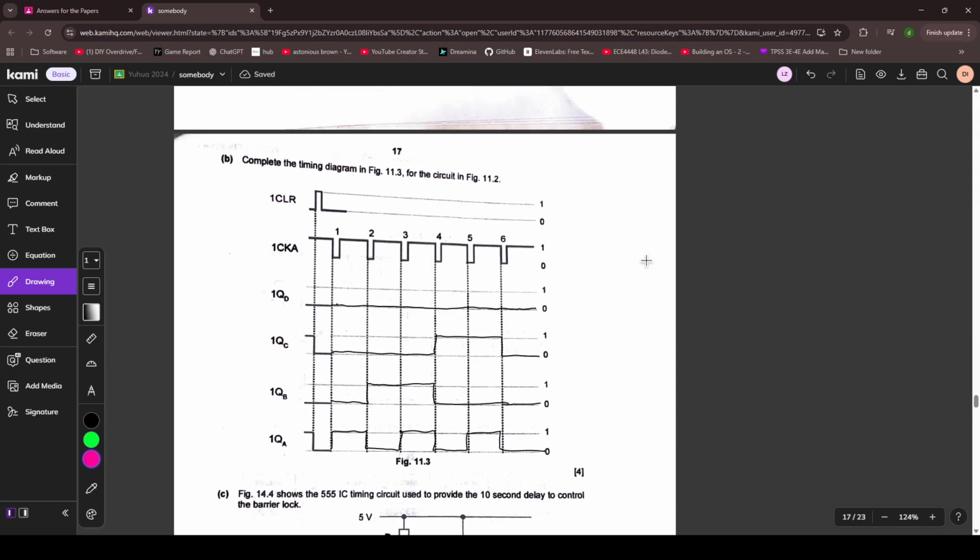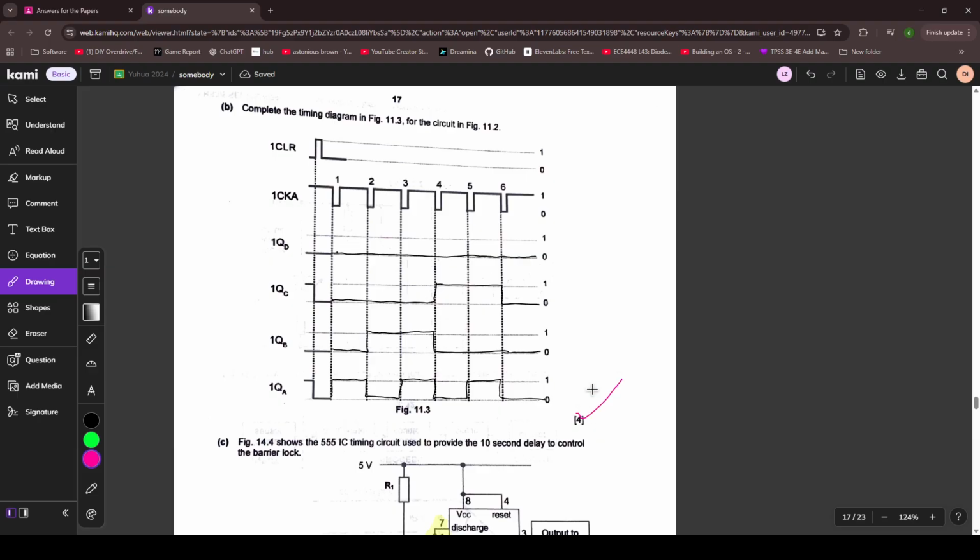Alright. Complete the timing diagram. Okay, so this is just... Alright. Falling edge, so A... This is A, so A, yep. And then everything else, yep. I'm not gonna go through this at all.